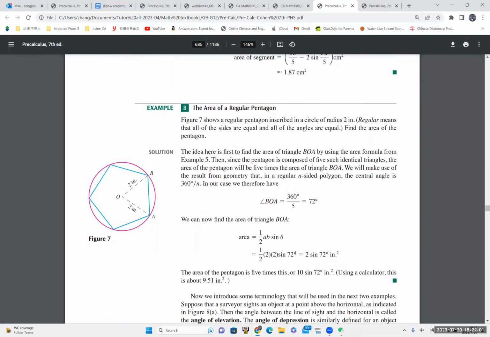Now for a regular pentagon, this is just a pentagon. Then it's made of 5 congruent triangles, right? You just find the area of one triangle, then multiply by 5. You get the area of the regular pentagon. But how to get this? Angle BOA is 72 degrees. Then use this formula.